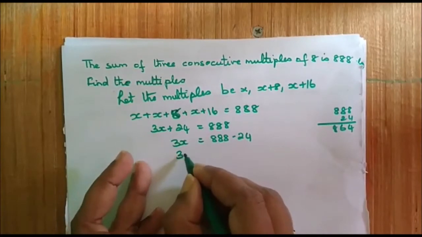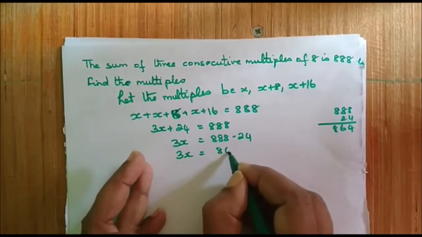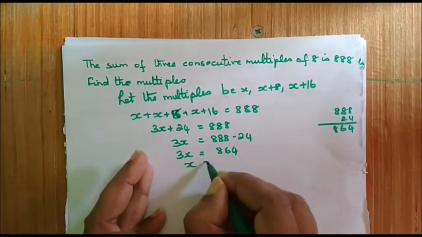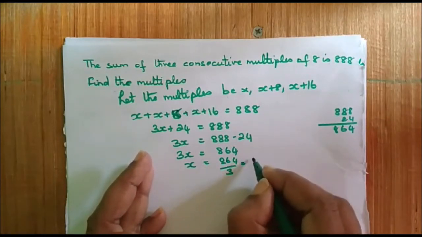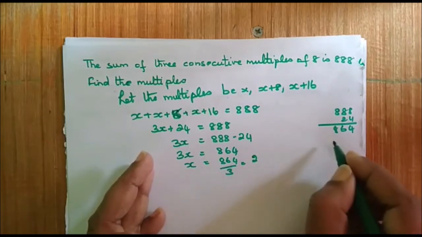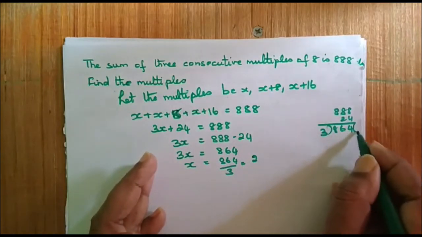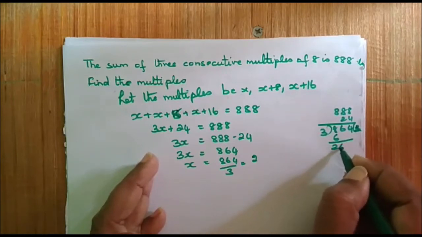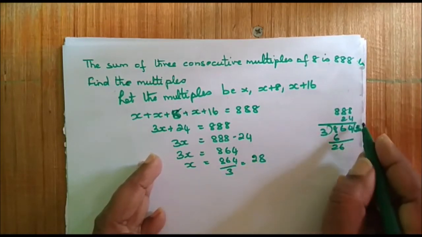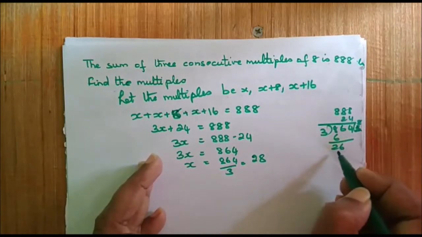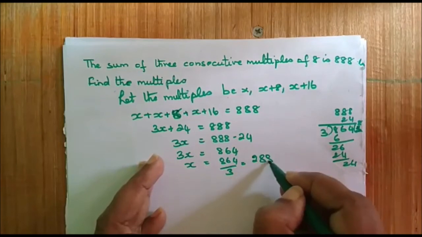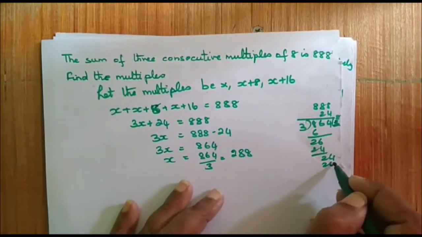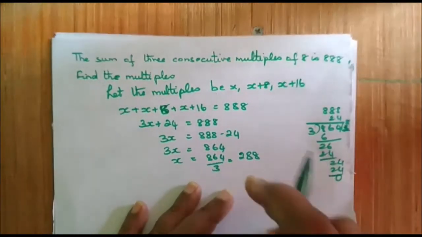So 3x equals 864, or in other words, x equals 864 by 3, which we will divide by 3. What do I get? 3 2s are 6. It is 2, 8, and it is 8 by 3, it goes 2 times and another 24. So another 8, it is 24, 0. So this is the value of x.